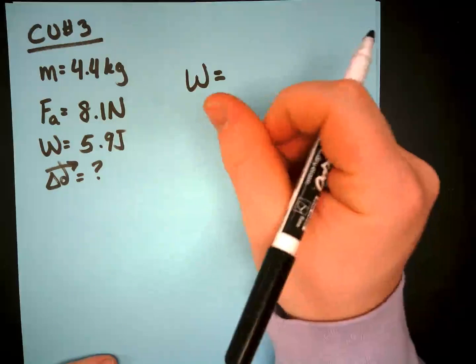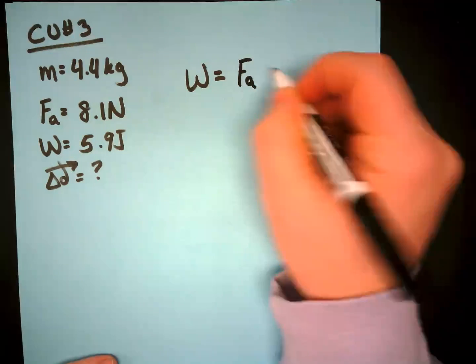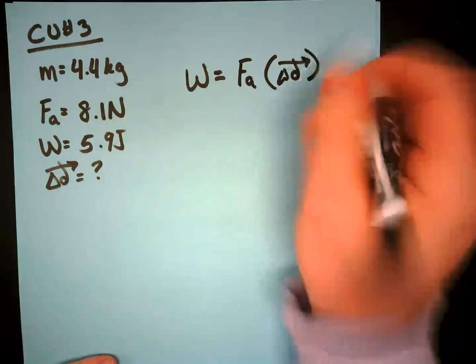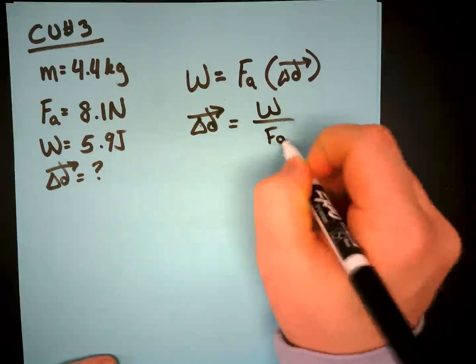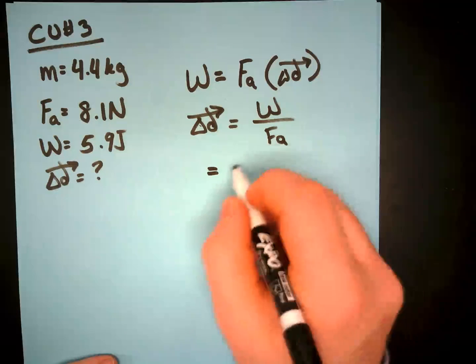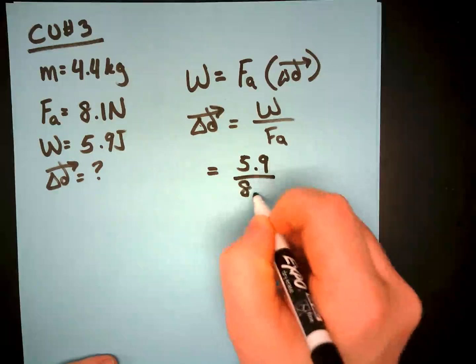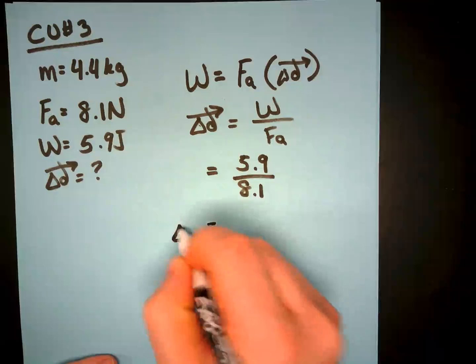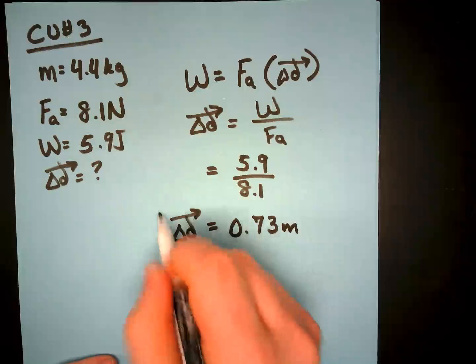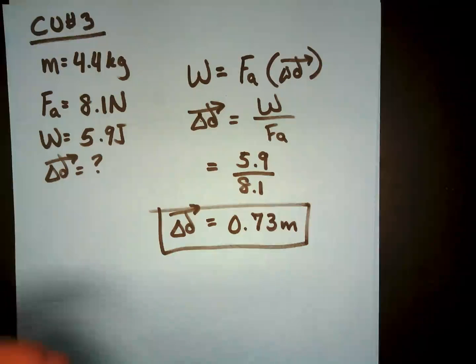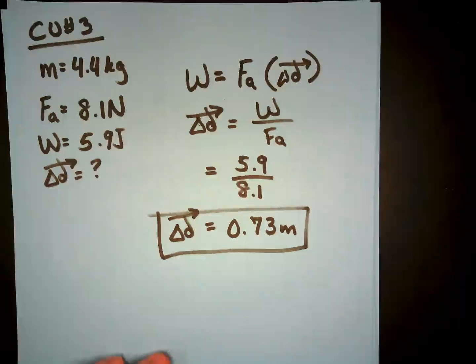So it's basically just work is equal to the force applied times the displacement, and we're trying to find the displacement, so it ends up being displacement is equal to work divided by the applied force. So we just plug those in, 5.9 divided by 8.1, and that will give us a displacement of 0.73 meters. So about 73 centimeters, roughly three-quarters of a meter stick is how far we push this box of soap. Or at least the store clerk did.